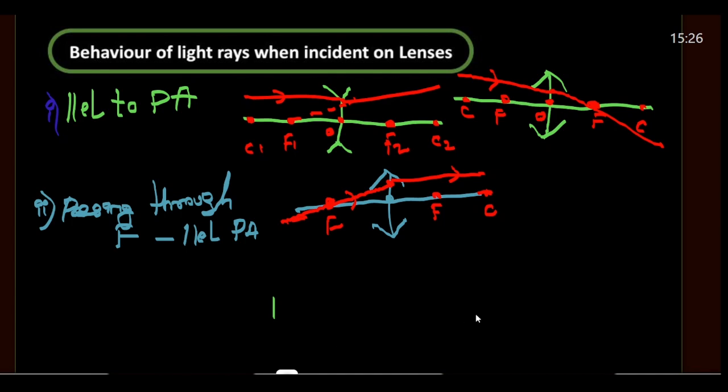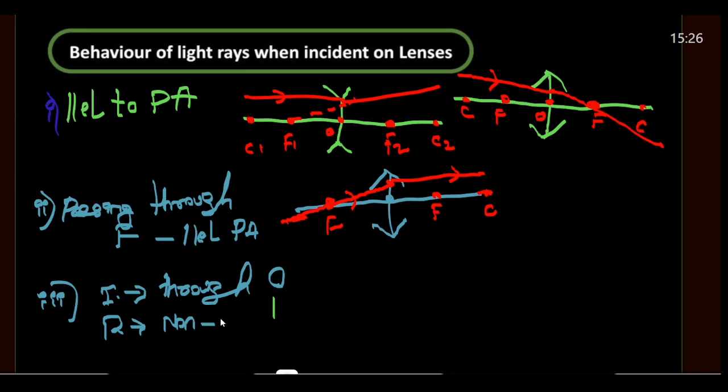And the third point is that if the incident ray is passing through the optical center, then the refracted ray will be along the same path, non-deviated. We will get a non-deviated ray. So I'll show you how it is.